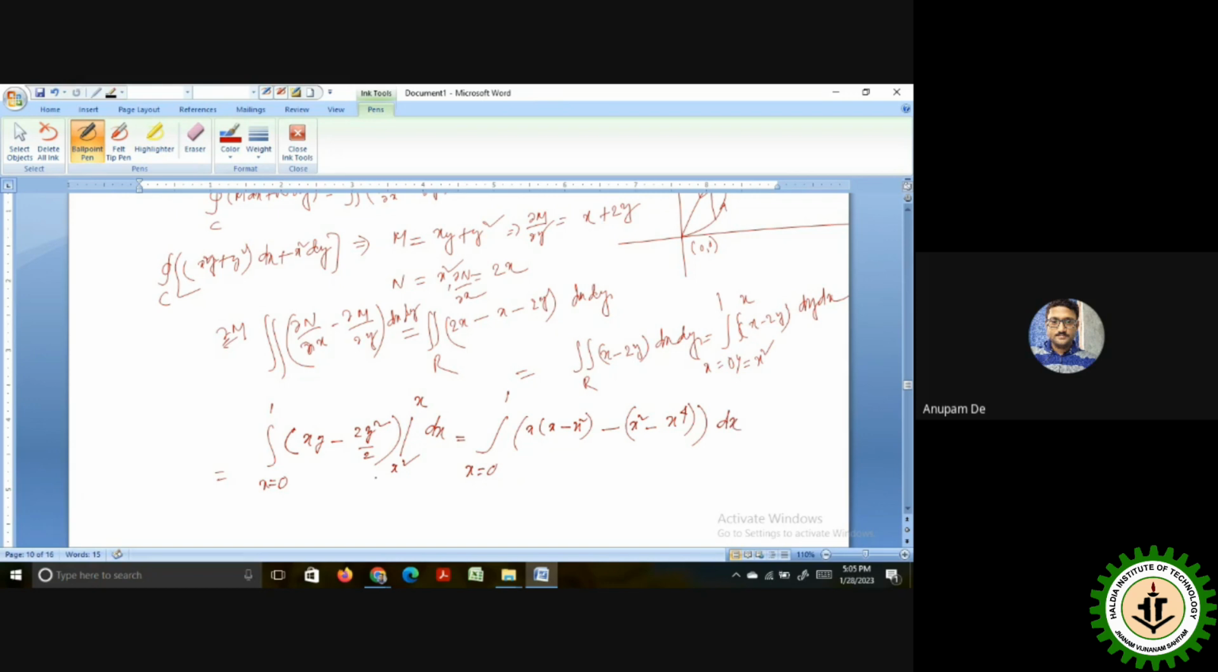Is that okay to all? What I am trying to say here, x equal to 0 to 1, this is basically x square minus x cube minus x square plus x to the power 4, dx. What will you get? x to the power 5 by 5, minus x square will cancel each other, so x to the power 4 by 4, limits 0 to 1, so 1 by 5 minus 1 by 4, what is that? Minus 1 by 20.